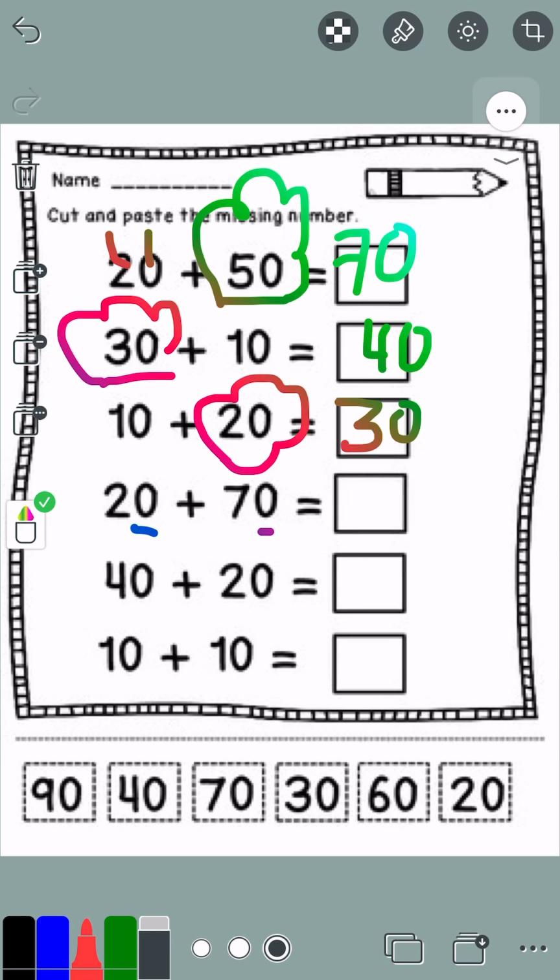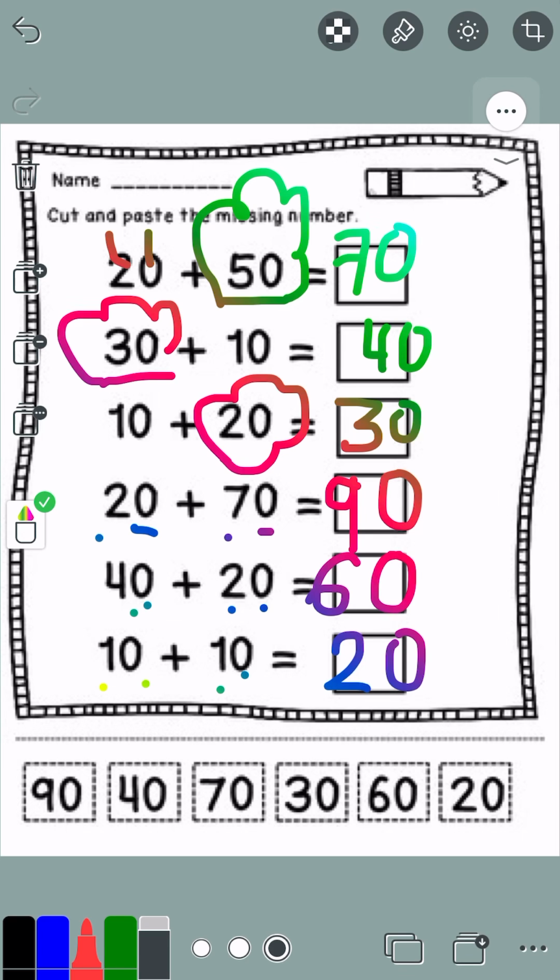Or you can add the ones first, then the tens. Ones, 0, 2 plus 4 equals 6. 0, 1 plus 1 equals 2. And they are the cards here. All of them are ticked and crossed off.